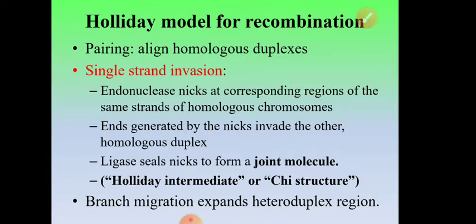Say, for example, there is duplex A and duplex B. Out of the two strands of duplex A, one is cut, and out of the two strands of duplex B, one is cut, and the cut ends of the DNA migrate to the other duplex. When they migrate, a joint molecule is formed, and the nick is sealed by the enzyme ligase. This joint molecule is called the Holliday intermediate or Chi structure, and hence the name Holliday model. Then there is branch migration, it expands, and heteroduplex regions are formed.